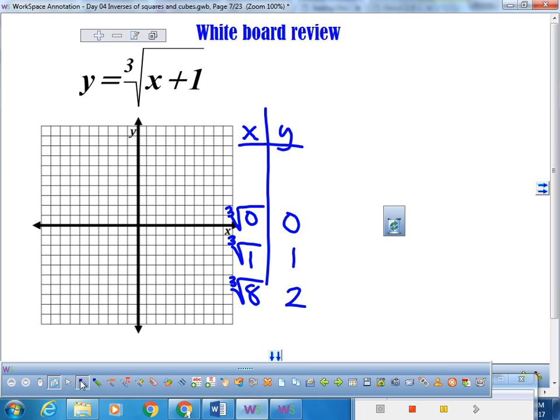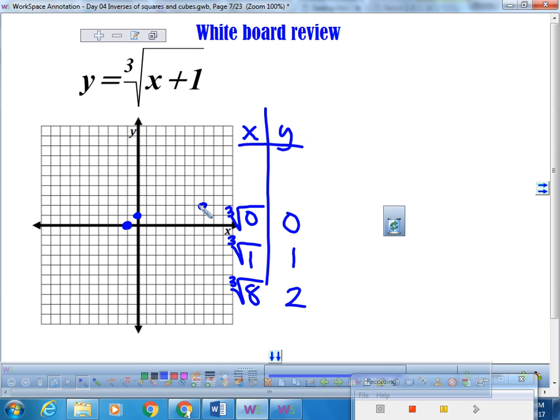No. You don't have to do the chart at all. Okay, so I'm going to go to the left one, right? And I go over 1, up 1, over 8, 1, 2, 3, 4, 5, 6, 7, 8, up 2. Over 1, down 1, over 8, 1, 2, 3, 4, 5, 6, 7, 8, down 2.